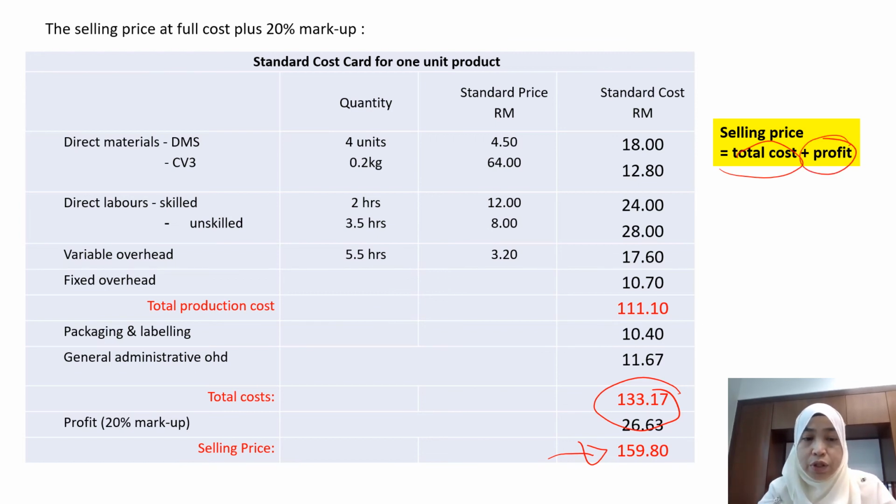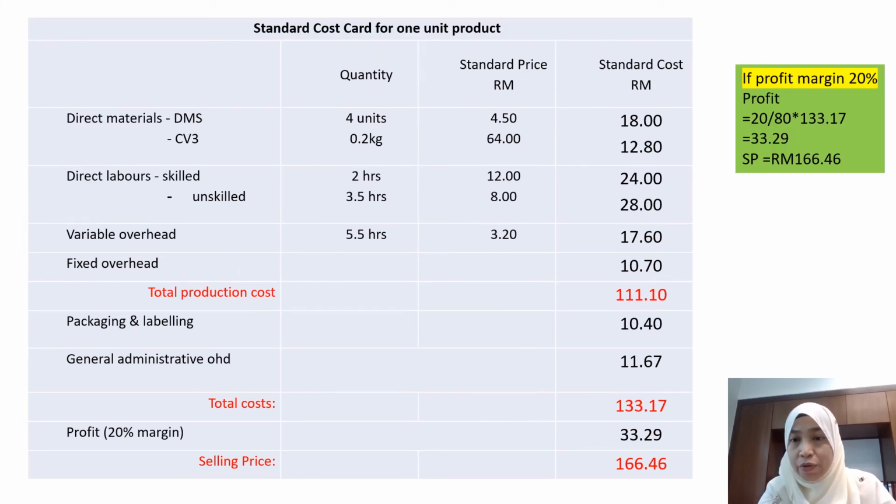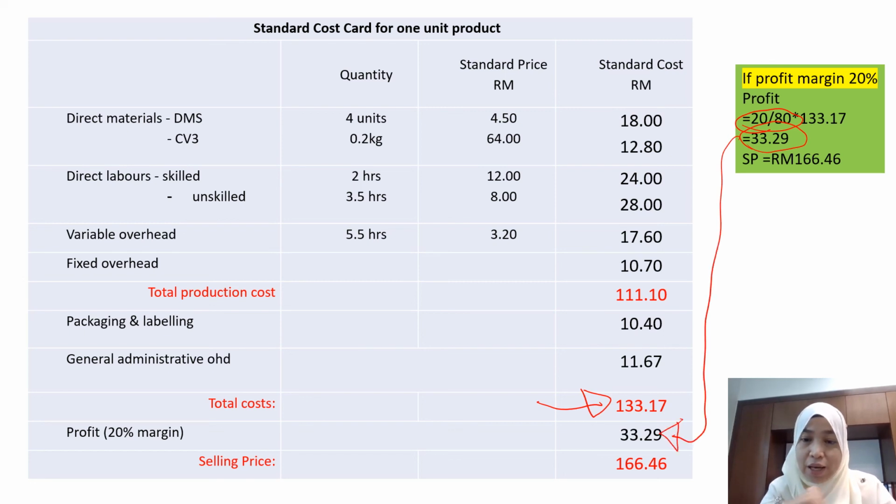Alright, now if you change the policy to 20% profit margin. To calculate profit margin, 20%, that means 20 over 100 minus 20, which is 20 over 80. And then you multiply by total cost. So you will get profit of 33 ringgit 29 cents. You plus total cost, you will get a selling price of 166 ringgit and 46 cents. So profit markup and profit margin will give us different values for selling price.